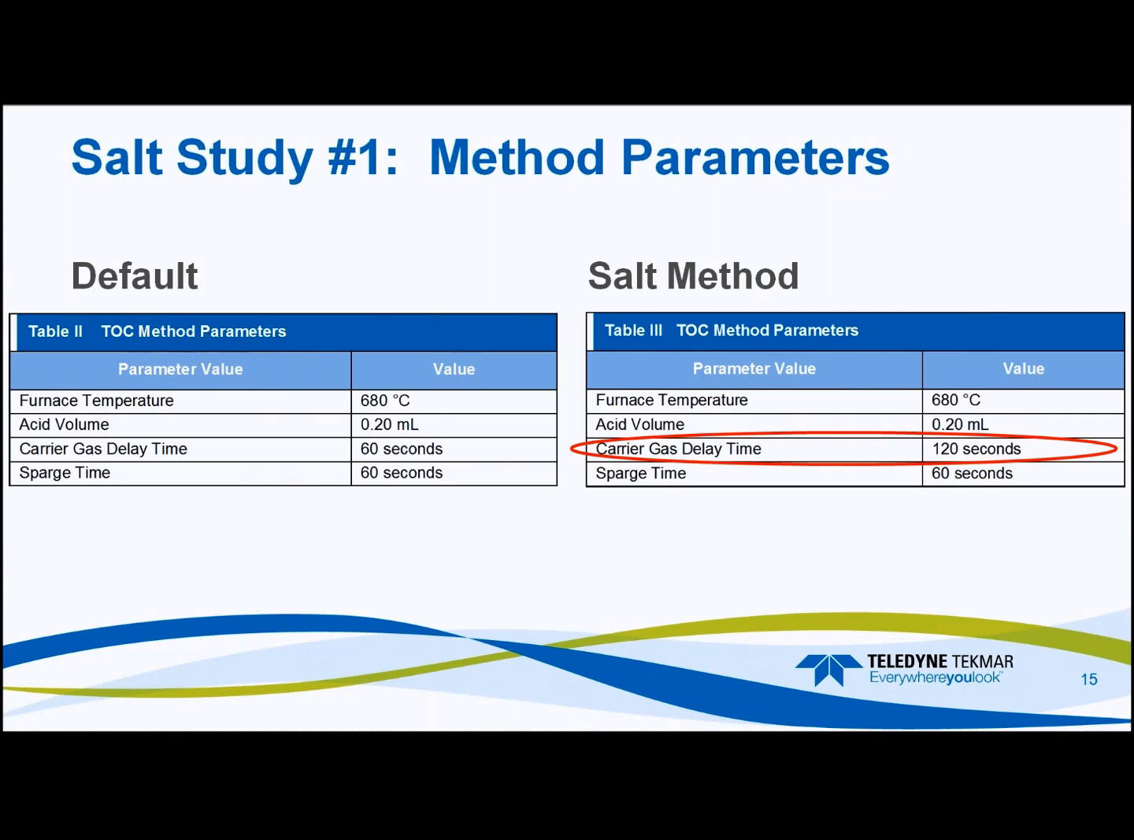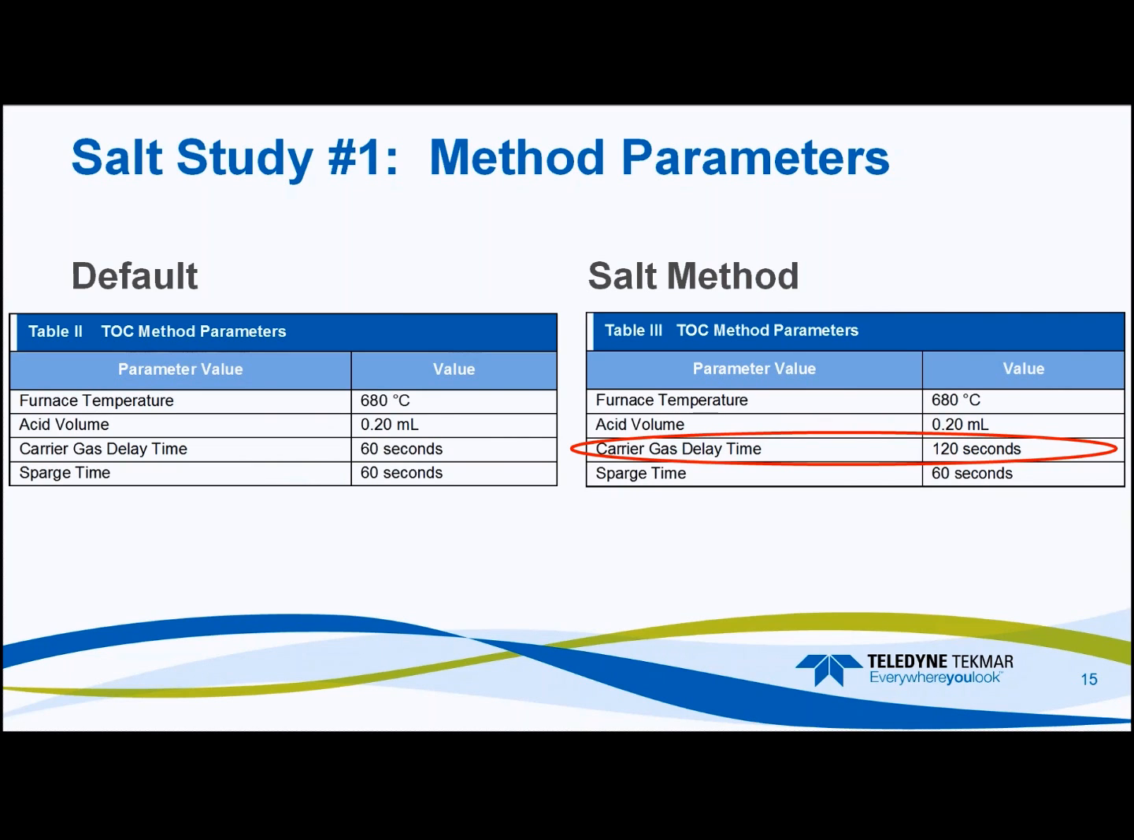Now, the carrier gas delay time: once you inject the sample into the combustion furnace, this is the amount of time that the sample is going to sit in there and interact with that heat and that platinum catalyst for a while before the carrier gas turns on and moves that sample out of there and into the NDIR.